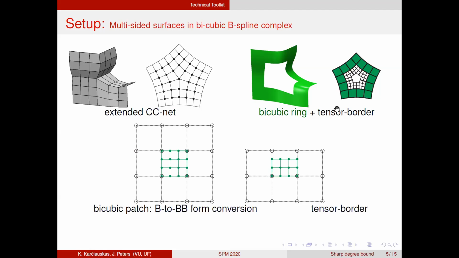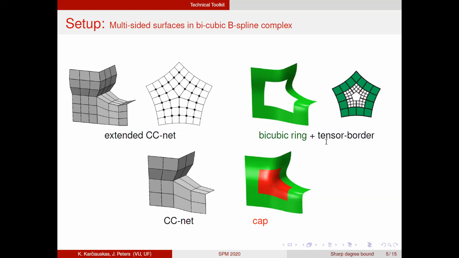And we can see this tensor border, because it has a tensor structure. We can see this tensor border here attached to this green outer ring that is just regular. So for the cap construction, we actually use only this tensor border, and this tensor border is well defined by the CC net, not the extended CC net. The extended one we only need to describe the surface surrounding it.